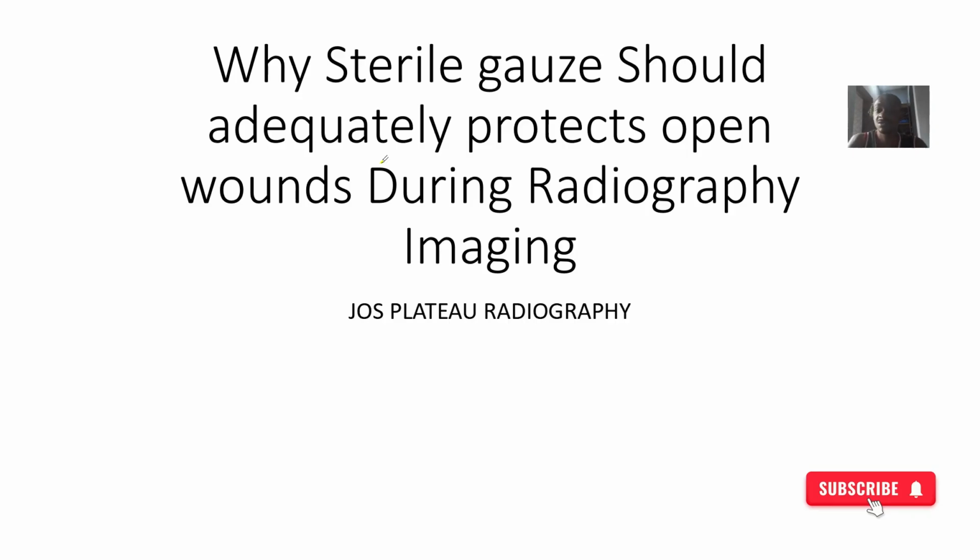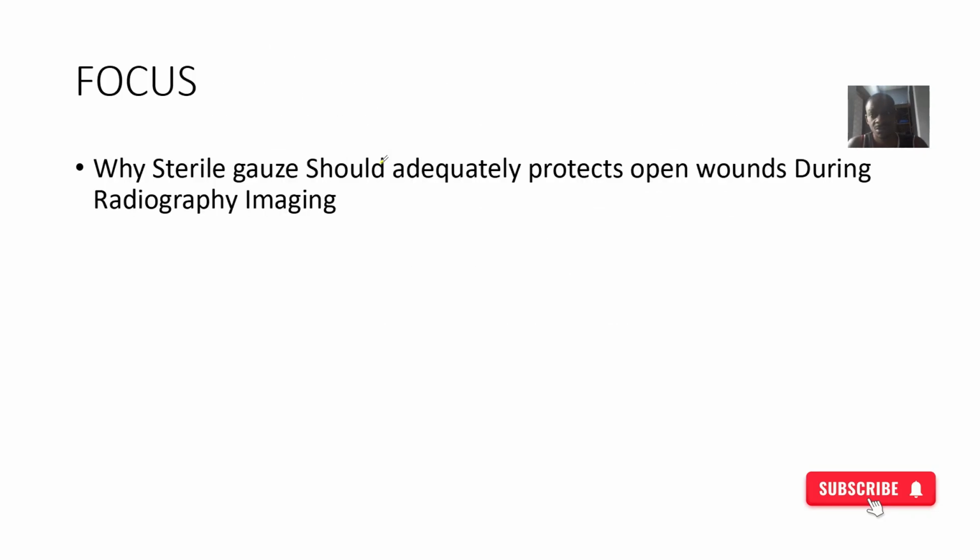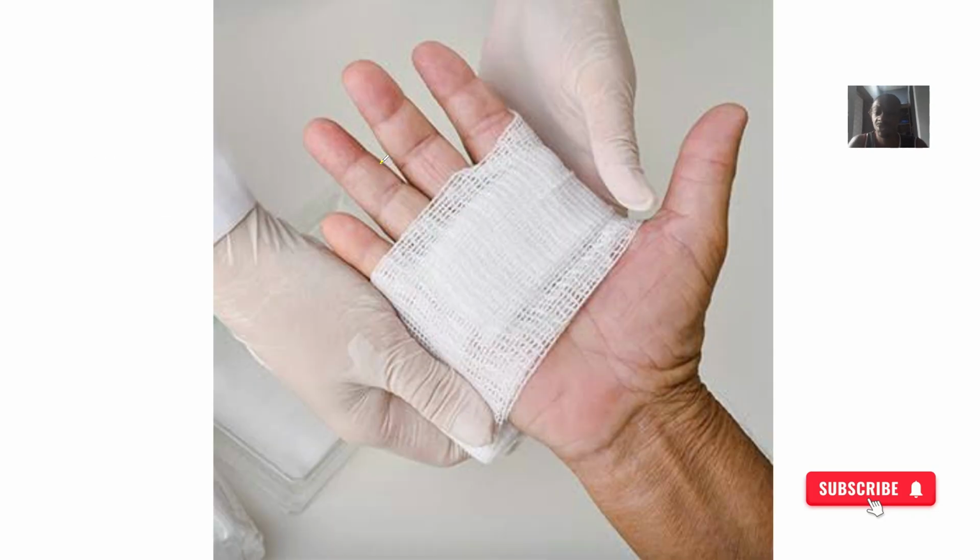We have to know the reason behind doing that. You understand? This will help us to be able to explain ourselves. So let me say this patient has what? A wound in the middle of the palm. Okay? So if I want to do imaging, probably the hand or any other parts of the body, why should I cover this with a sterile gauze?